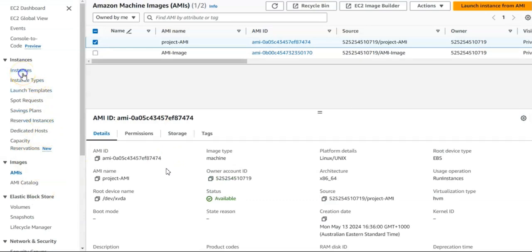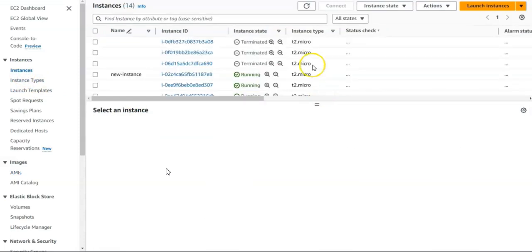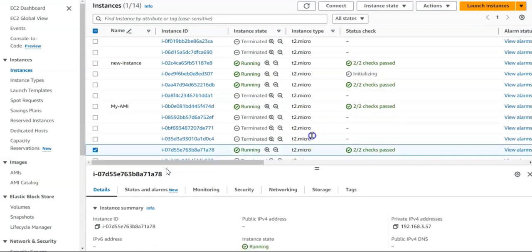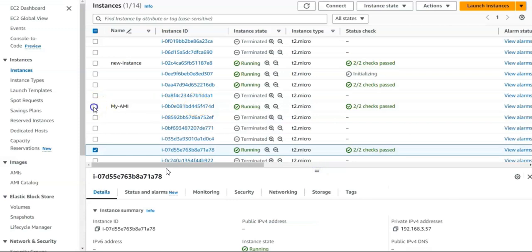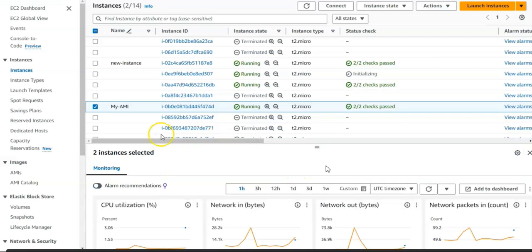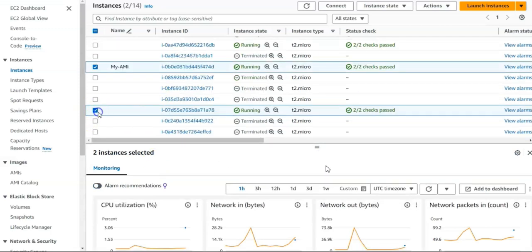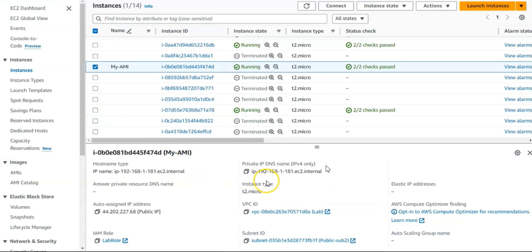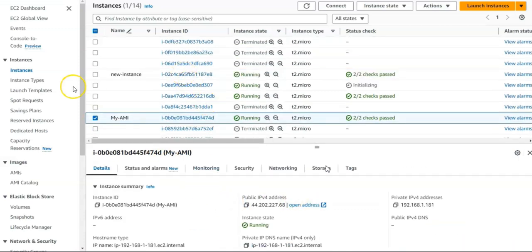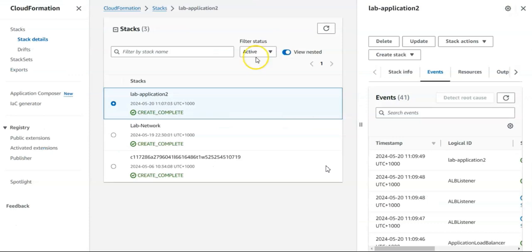Let's go to the instance. So I have my 2/2 checks passed. That means my instances are running properly. So that's the instance I am working on. Just a second. Yeah, that's the one. So if your IP address is working properly, that means you're good to go. Let's move to another one.